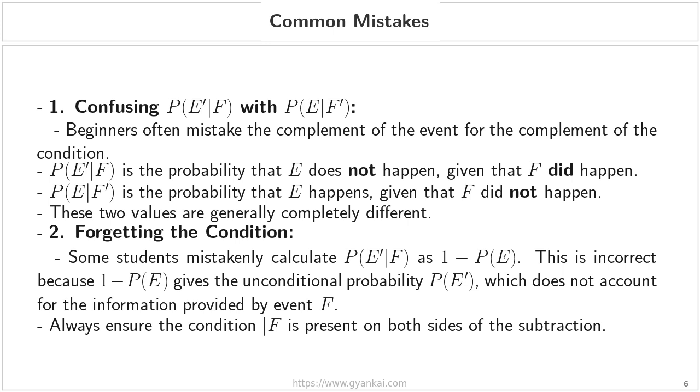To get the correct answer, you must ensure that the condition, the vertical bar F, remains present on both sides of your subtraction. Always remember, the condition stays constant.